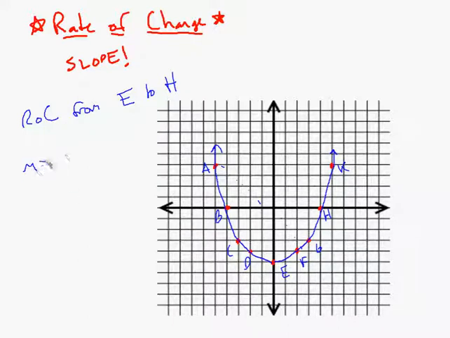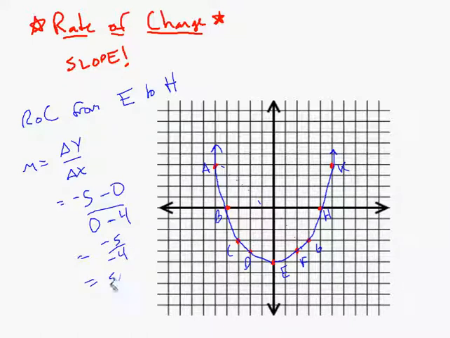So again, that's going to be slope, so that's going to be change in y over change in x. I just wrapped this in there. So that's going to be negative 5 minus 0 over 0 minus 4. So negative 5 over negative 4, which is 5/4.